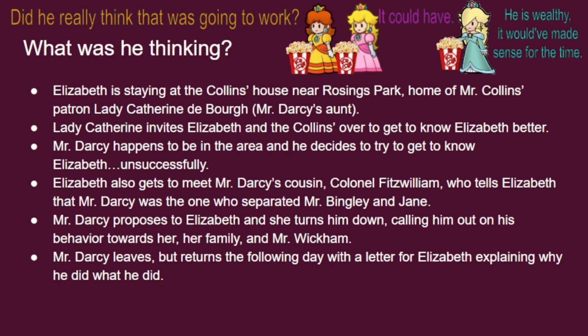Now, while Jane is in London, this is around springtime now, Elizabeth is staying at Mr. Collins' home near Rosings Park, which is the property of his patron, Lady Catherine de Bourgh, who also happens to be Mr. Darcy's aunt. Lady Catherine invites the Collinses and Elizabeth over often so that she can get to know Elizabeth. Well, guess who else happens to be here? Mr. Darcy. Since he's in the area, he decides that now is the perfect time to stop by the Collins home to see Elizabeth, and one day, he proposes to her.